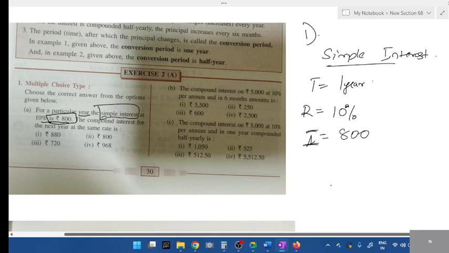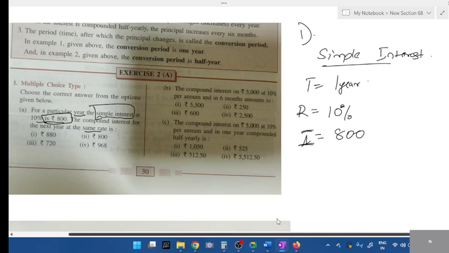Okay, interest is how much, students? Interest is 800. What have they asked us to find? The compound interest for the next year at the same rate. Rate meaning is R. So you need to find the compound interest. Let us solve this question.